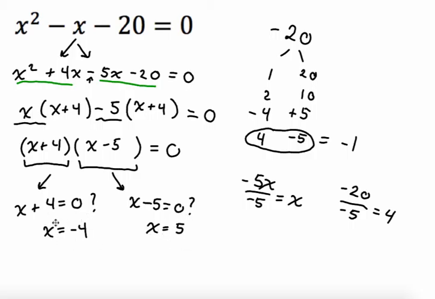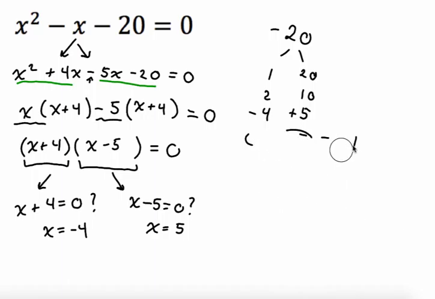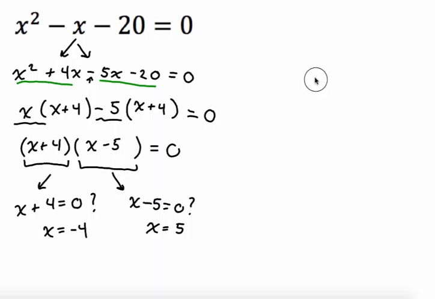So this right here is what I'm saying is the solution to the problem. If I wanted to check it, I would plug negative 4 and 5 in for x in this equation, and I should get 0. So let's go ahead and check it. Let me erase this over here, since it's just our scratch work, so it can go away now. Okay, since there's 2 answers, there's 2 checks. So we'll say check 1.